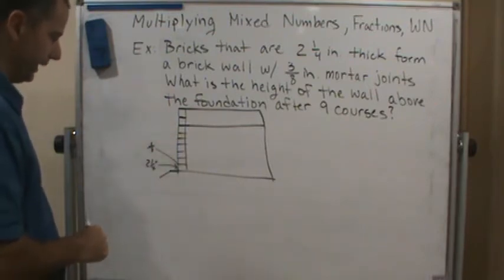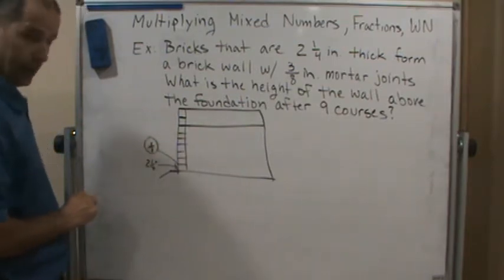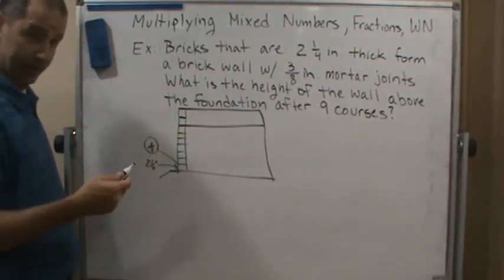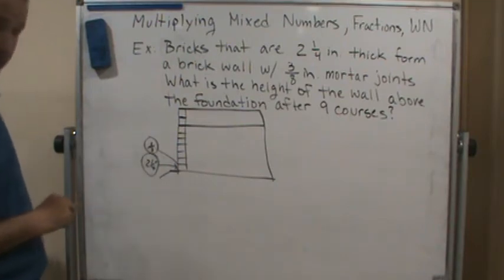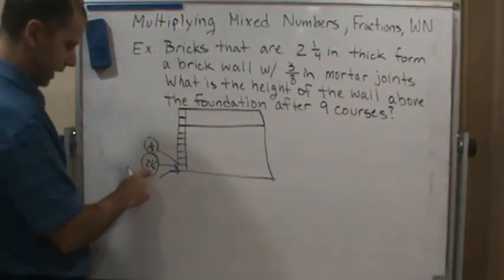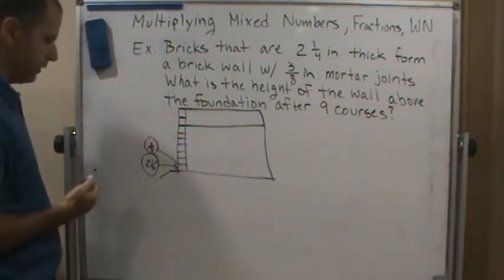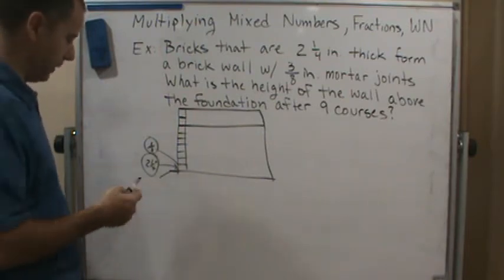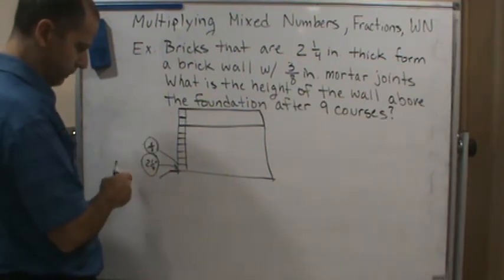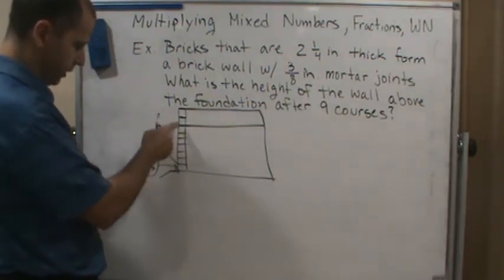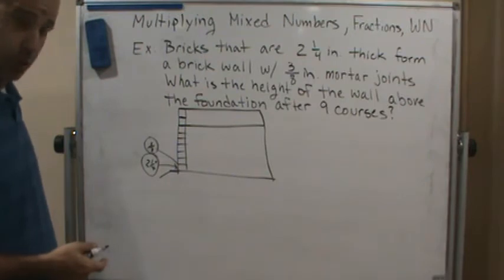Okay, so what we're going to do is we've got 9 areas or 9 places where we're going to have to add 3/8 inch height for the mortar. And we've also got 9 bricks where each brick is going to add a height of 2 1/4 inches. So this is going to be using multiplication and addition, right? Because instead of adding 3/8 9 times, we're going to multiply by 9. And instead of adding 2 1/4 9 times, we're going to multiply. And then to get the total height of the wall, we're going to add those 2 products together.